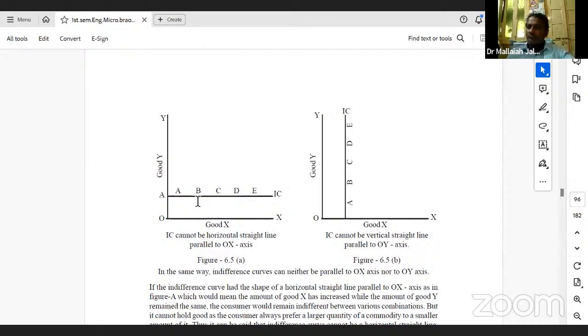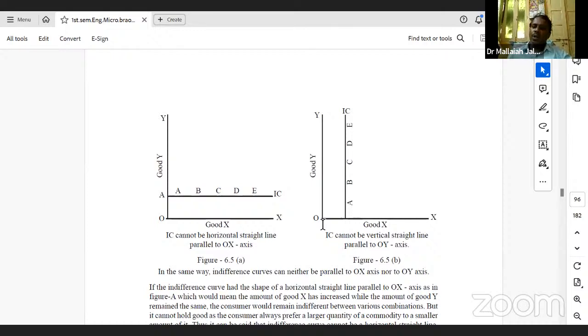In the earlier first diagram, Y is constant and X can change up to B, C, D, E. Okay, n number of changes can happen. But here, on this vertical axis, the X commodity is constant, for example OX. If OX amount of X commodity is being purchased, Y can increase: O to A, O to B, O to C, O to D, O to E. Y can increase, but X we are not decreasing.